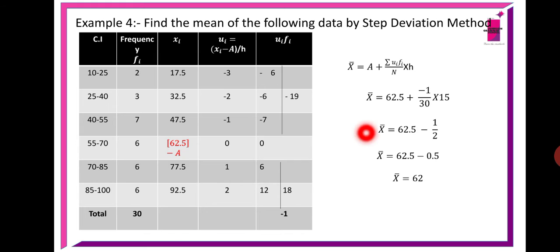The same thing you are going to substitute here. We know that the A value is 62.5. Sigma uᵢfᵢ I got is minus 1, the total number of frequencies is 30, and the height is 15. So 15 and 30 get cancelled, giving minus 1 by 2. If we subtract 0.5 from 62.5, you will get x̄ equal to 62.